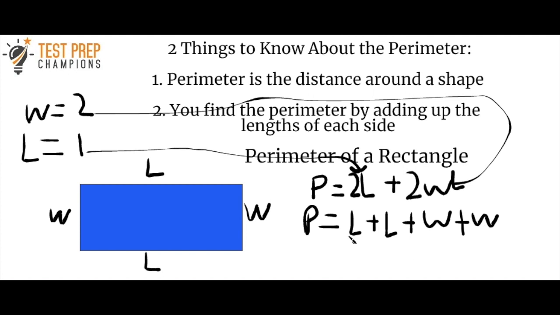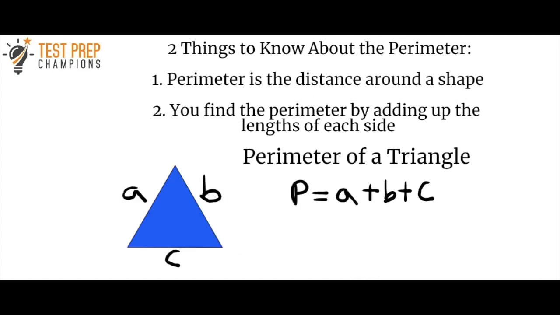But you could also, of course, just add them up, right? So if we did that, we would do 1 plus 1 plus 2 plus 2. All right, and again, everywhere we see that L, we're just putting a 1 in, and where we see the W, we put a 2 in. So we would do 1 plus 1, which is 2, plus another 2, which is 4, plus another 2, which is 6. Okay, so those are the two ways you can calculate the perimeter of a rectangle.